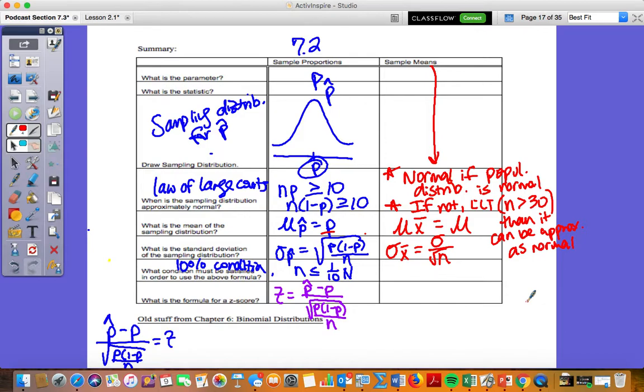Okay? Does the 10% condition still apply? The 10% condition still applies. So this right here is actually the same thing as this. And when do I have to use the 10%, or why do I show it? So that you can use the standard deviation formula. Very good. So this helps me to use the standard deviation formula up above, okay?